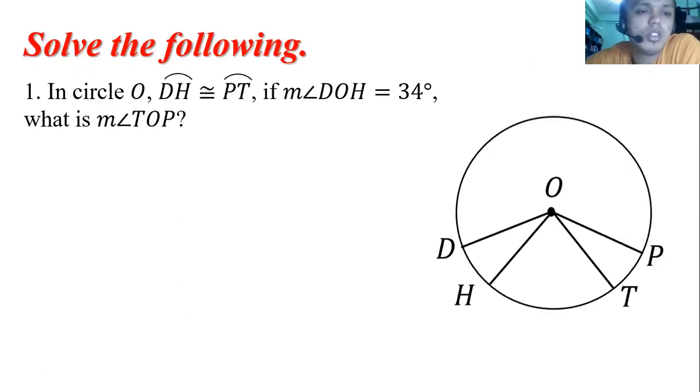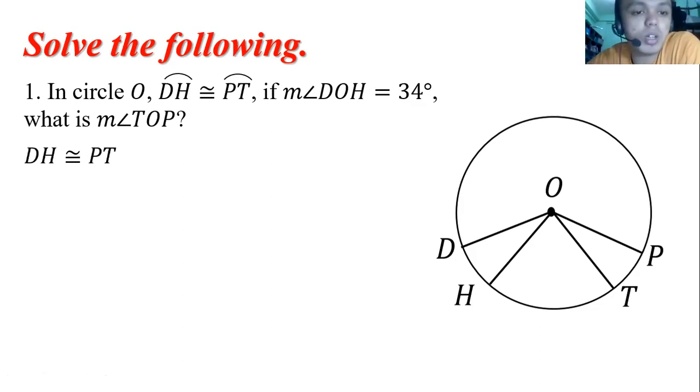Now, in circle O, exercise tayo, no? DH is congruent to PT. Arc DH, to, is congruent to PT. If measure of angle DOH is equal to 34 degrees, what is the measure of angle TOP? Okay?